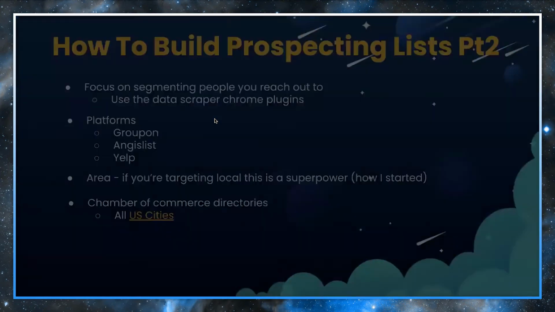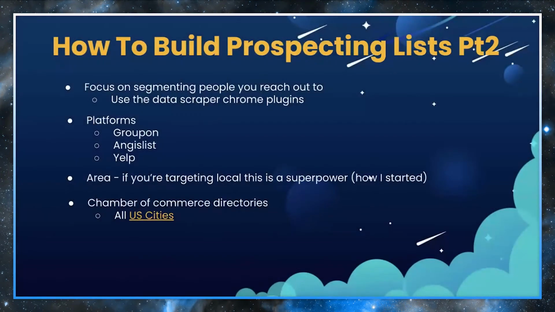Now, after you generate this list using any one of these methods, you can automatically generate it. You can use these Chrome plugins. You can even hire someone on Fiverr and tell them, hey, I need all the businesses from Groupon on X, and they'll do it for you.